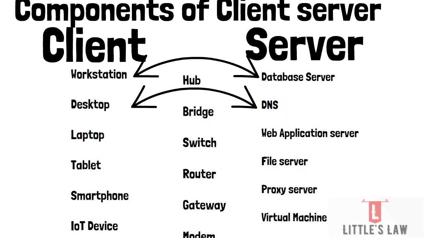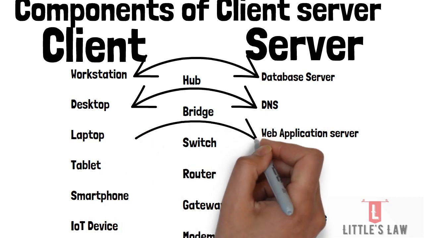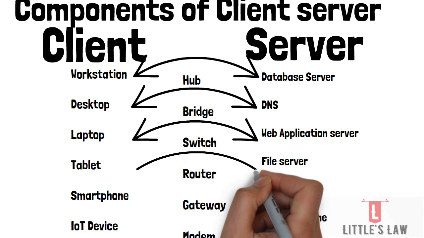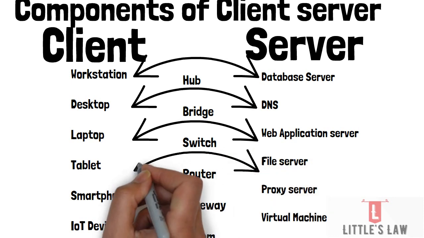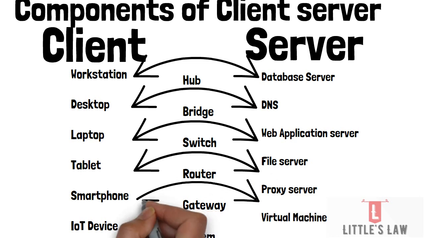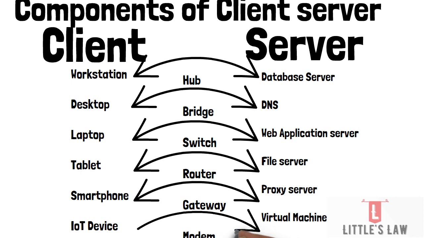For example, when we have a workstation which connects to a database server, we connect it through a hub. And when we have a desktop that connects to a DNS server, we have a bridge. And when we have a laptop, it connects via a switch to the web application server. And when we have a tablet as a client, it connects to the file server through a router. And a smartphone connects to the proxy server through a gateway. And the IoT device connects to the virtual machine through a modem.